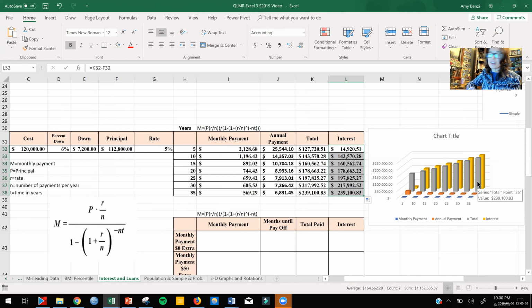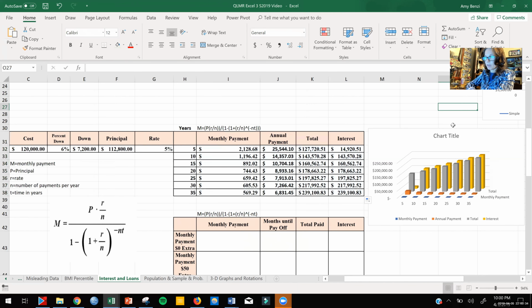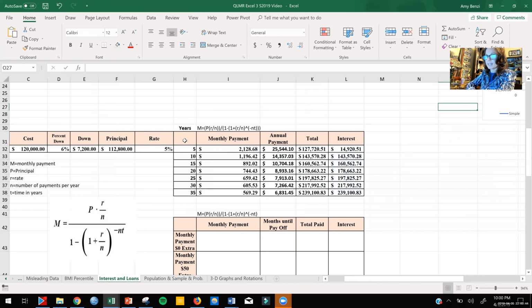So I'm sorry, I'm just looking at this graph over here because it just doesn't look right. I'm going to go ahead and delete it. I'm not really sure if it's correct. It just looks kind of odd. It seems like my interest should not be higher than my total amount. So I'm going to go ahead and delete that.